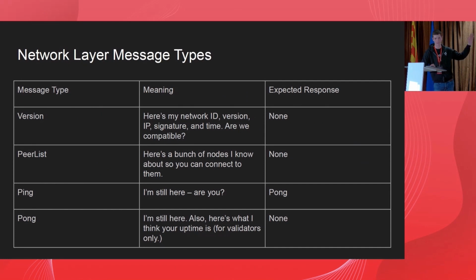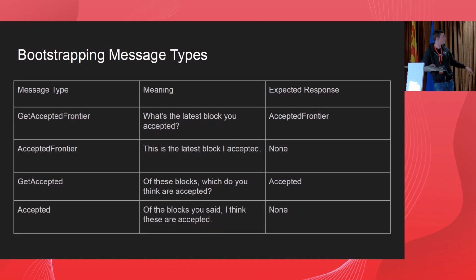I'm going to have to gloss over all this because I've got a minute left. But there's a bunch of different messages that you could send back and forth over the network. Here are the ones that are purely concerned with the networking layer, which is the stuff that we're talking about here, right? So there's the version message that I mentioned before, the peer list, the ping pongs. There are some message types that are specific to bootstrapping, right? Like getting up to speed on what the tip of the chain is and what's happened until this point in time, like getting the chain history.